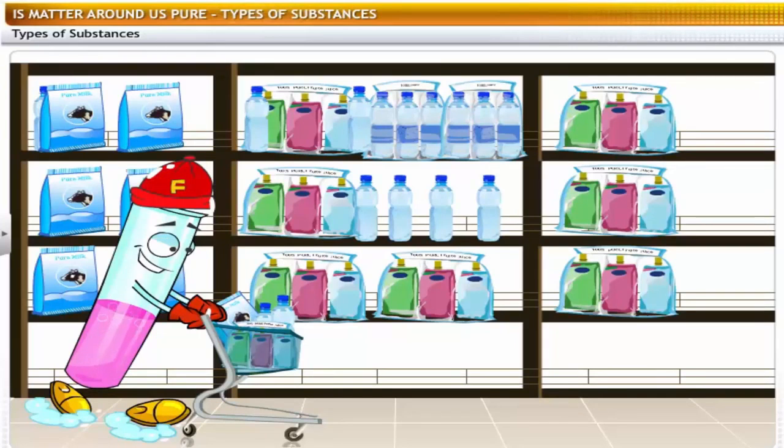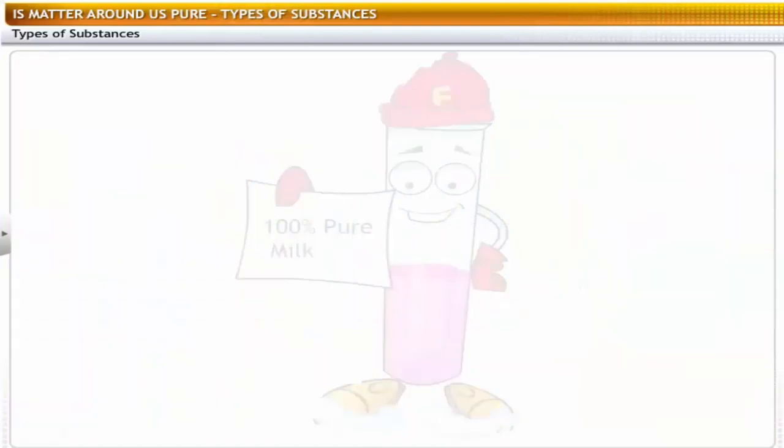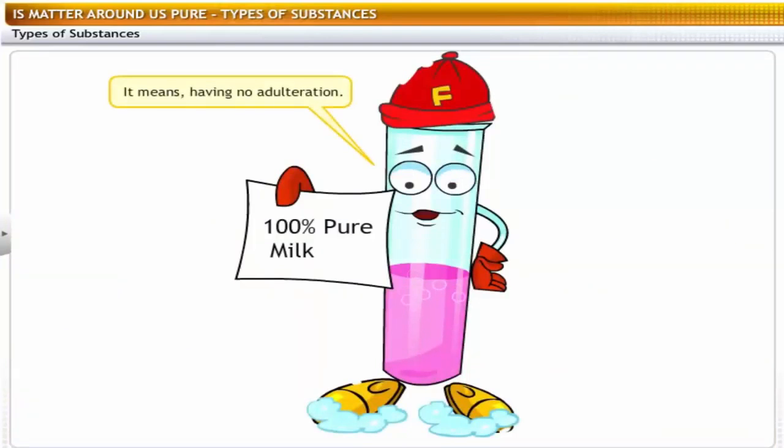You might have observed the word pure written on the packing of consumables like milk, mineral water, fruit juice, etc. What does the word pure mean to you? It means having no adulteration. That's right, but for a chemist, none of these substances are pure.